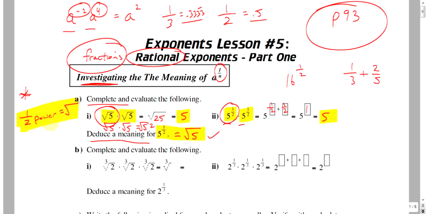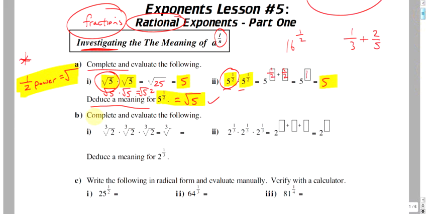Okay? So we just kind of showed you that maybe that is going to work. Now I'm telling you, stick that in your head. Okay, that's something we want to memorize. It'll be easy marks if you do. 1/2 power means square root. All right, next one. Complete and evaluate the following.